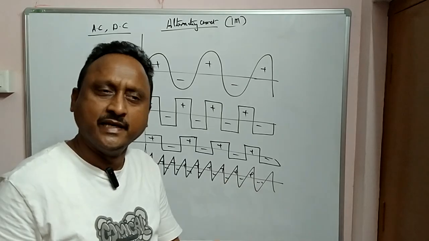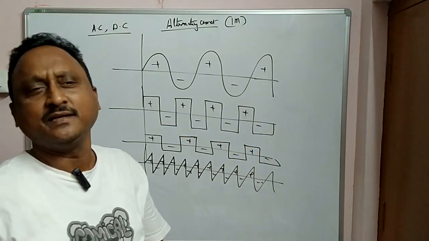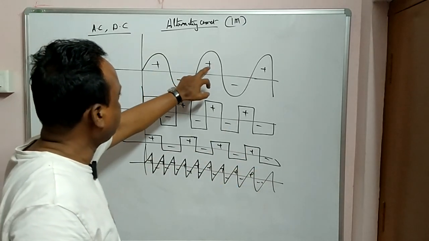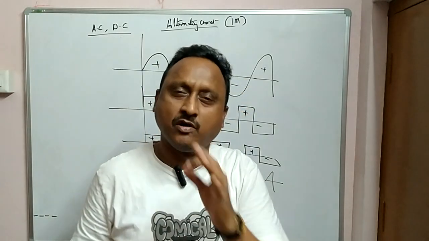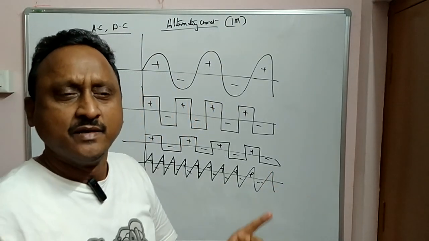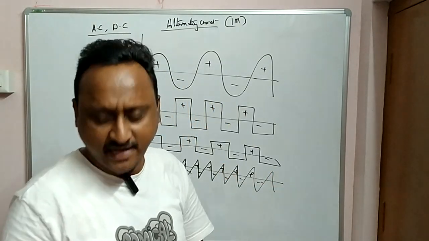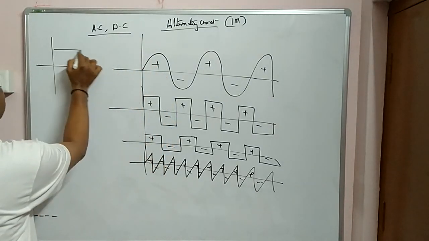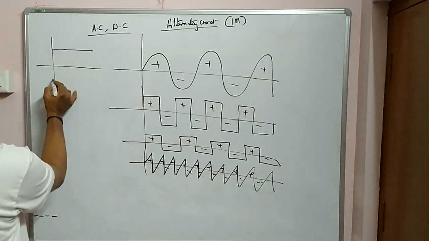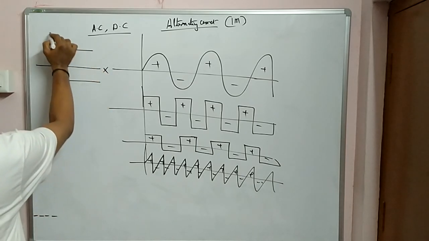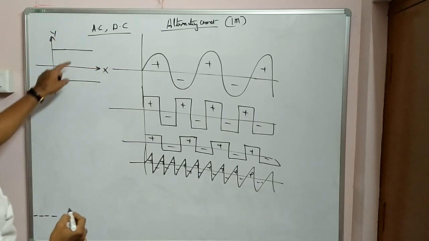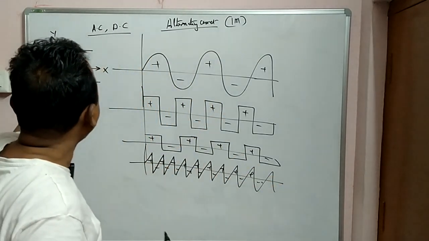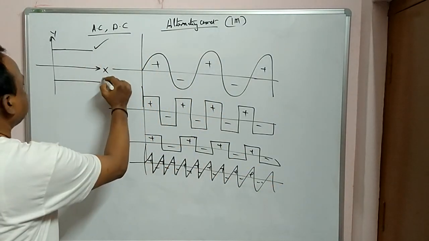That means if there is a periodic change in the direction, or periodic increase and decrease, plus, minus, plus, minus, such a current is called alternating current. If the direction is not changed, for example, this is a direct current, with the x-axis and y-axis. You can see there is no change in the direction of current. So this is a direct current.